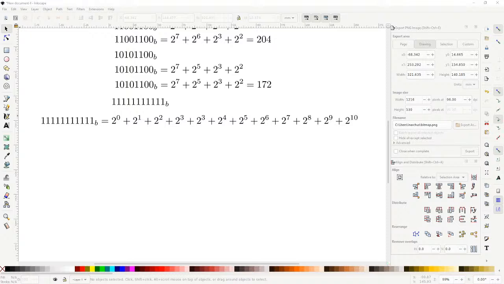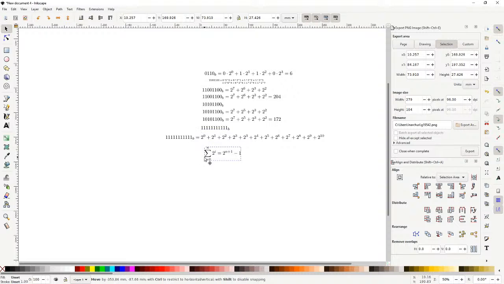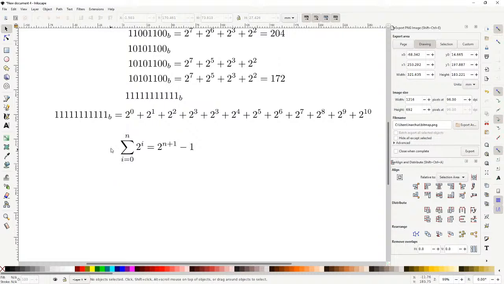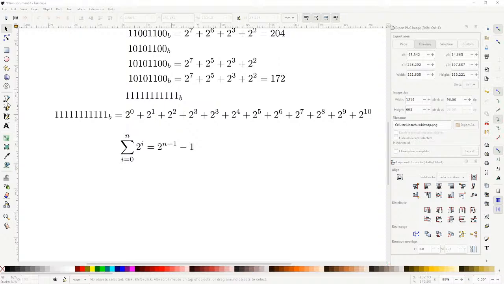there is a fact in math. That fact says that the sum from i equals 0 to, say, n of 2 to the i is equal to 2 to the n plus 1 minus 1. So here's a little fact. And this fact basically tells you how to add things up, right?